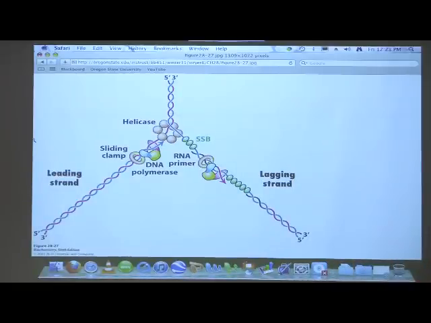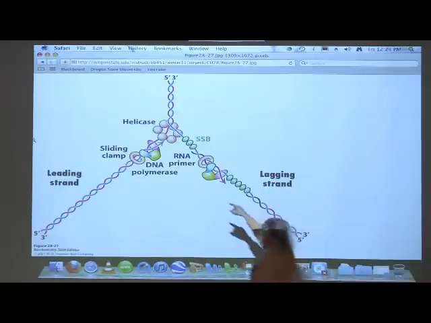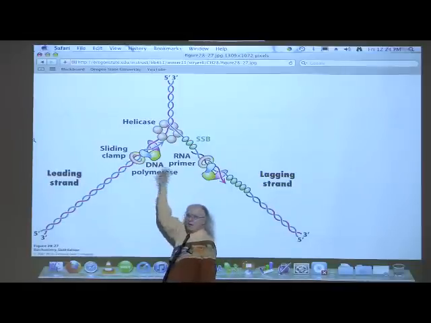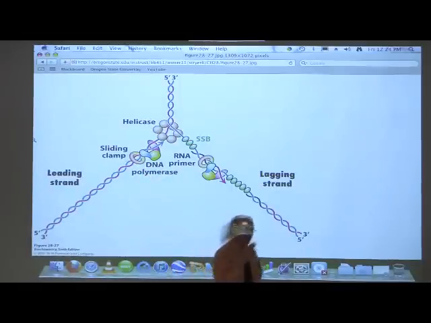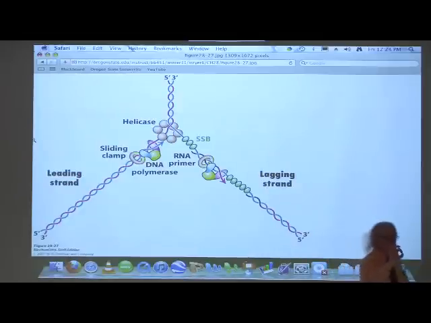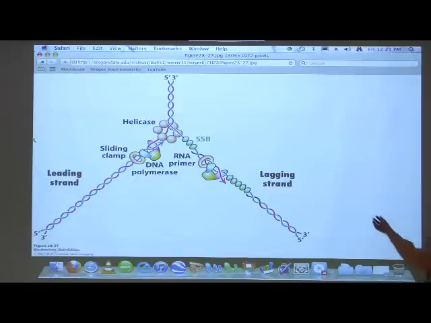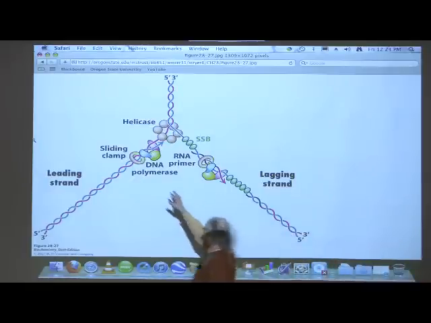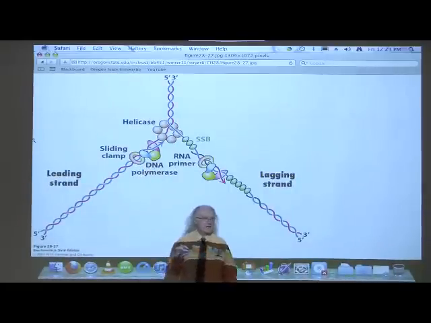Because of the sliding clamp, or the beta clamp, I prefer to call it the beta clamp, this polymerase, when it shifts back and forth, doesn't come off. So the beta clamp holds it in place. The reason that DNA Polymerase I is so distributive is because it doesn't bind to the sliding clamp. It has no sliding clamp. It comes in, it goes away, and it falls off. This too would fall off if it didn't stick to the sliding clamp.